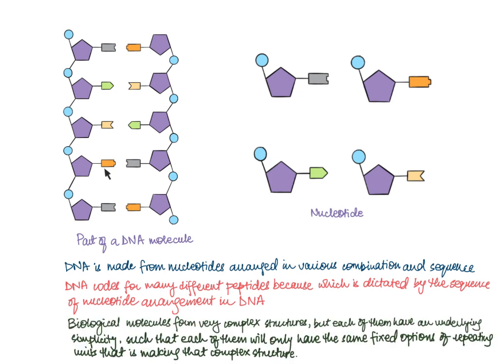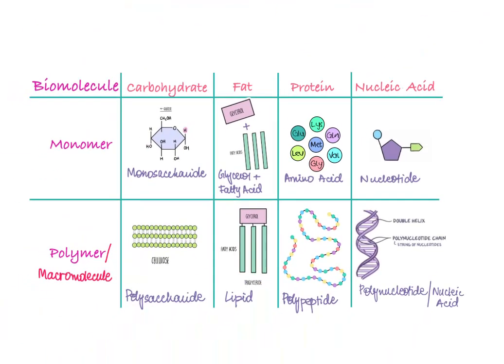So, the final structure that a biological molecule forms tends to be extremely complex and unique, but each of them has an underlying simplicity because each of them is made of the same repeating units. Now, I've mentioned these monomers and these simple or repeating units so many times without explaining what they are. So, before you get more confused, let me go into the terminologies.